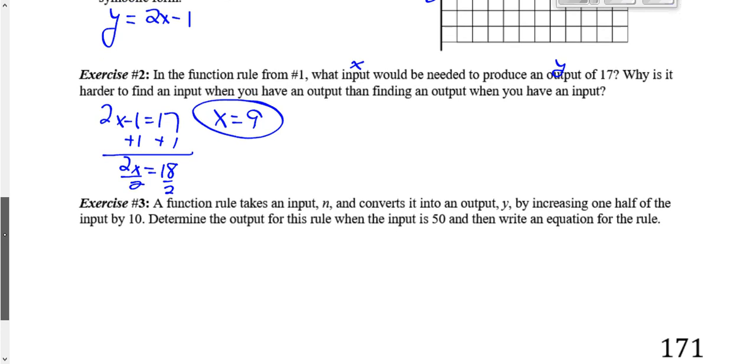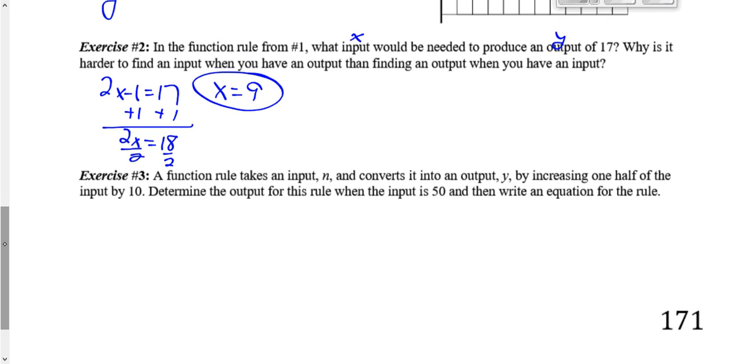Okay. Let's go to exercise 3. So it's a little different now. The function rule takes an input n and converts it to an output y by increasing 1/2 of the input by 10. So let's write an equation for this. Well, let's not write an equation. Let's do it this way. We're going to take an input. We're going to increase half of it. So we got to take half of the input and then do what to it? Add 10. And what is the input they want us to use?